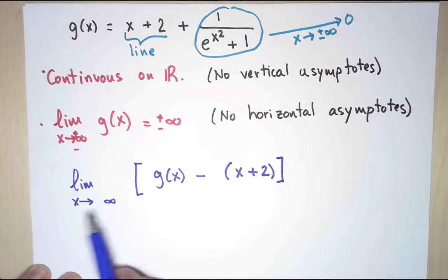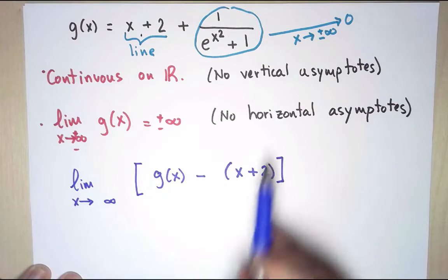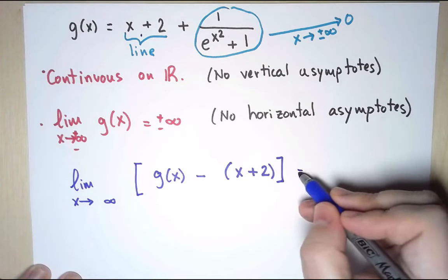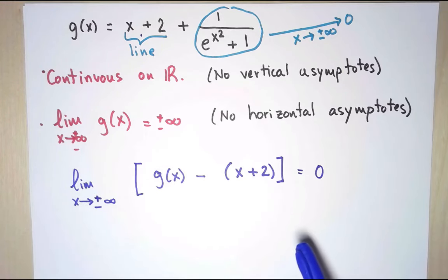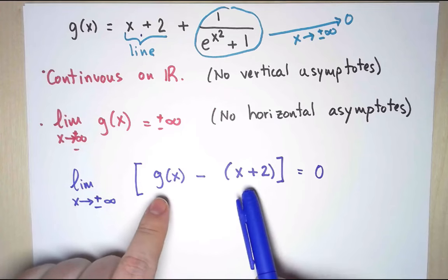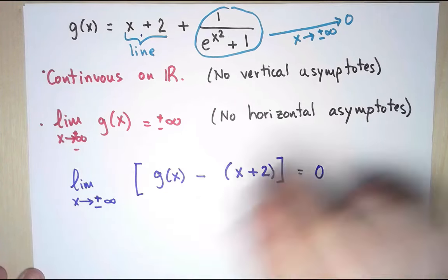Another way to write this is that as x approaches infinity, the limit of g of x minus x plus 2 is just this piece, and we said that that limit was 0. The same thing happens at plus and minus infinity. And now this is the condition to have a slant asymptote: that the difference between the function and the line goes to 0. Specifically, let's think about what this means for the graph.